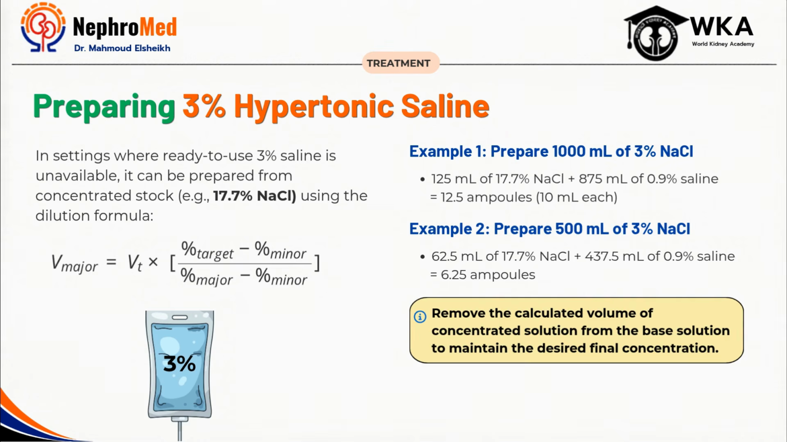That corresponds to approximately 12.5 ampoules if each ampoule contains 10 milliliters. Similarly, to prepare 500 milliliters of 3% saline, we use 62.5 milliliters of 17.7% sodium chloride with 437.5 milliliters of normal saline. One very important practical point: before adding the concentrated sodium chloride, an equivalent volume must first be removed from the base solution bag. Otherwise, the final sodium concentration will be lower than intended. And of course, once hypertonic saline is started, careful monitoring is mandatory. Serum sodium should be checked frequently, especially in patients at high risk of overcorrection or ODS, as we mentioned.